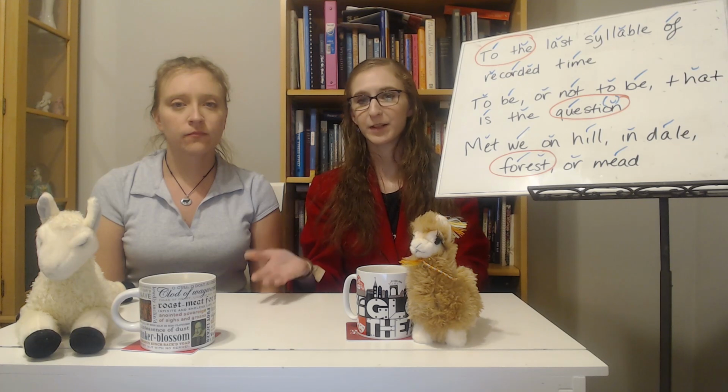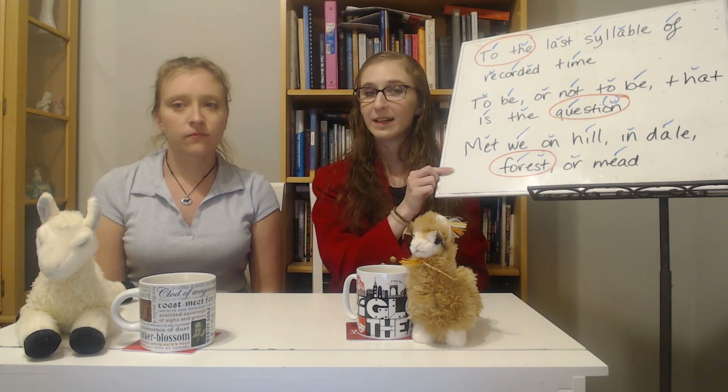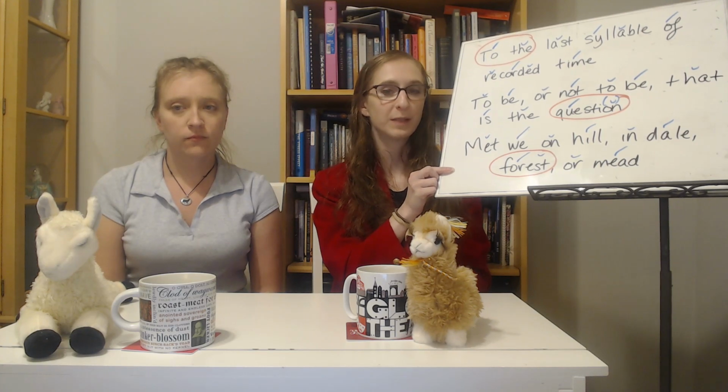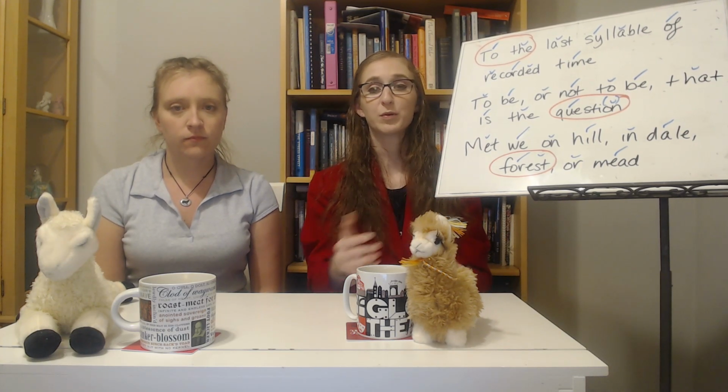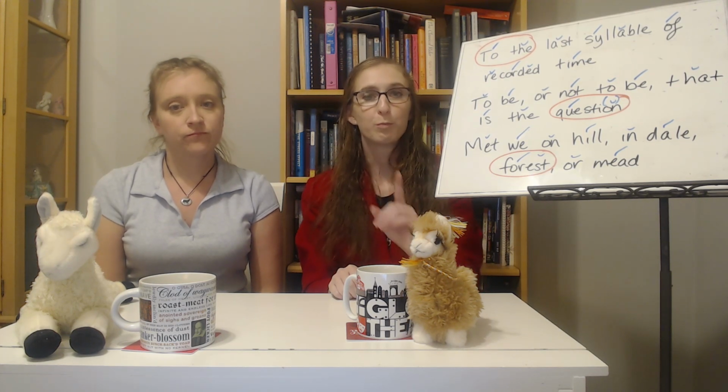Sometimes there are internal disruptions to the line, not at the beginning or the end. Inverted feet and even random extra words can occur anywhere within a line of Shakespearean verse. Titania's line, "Met we on hill, in dale, forest or mead," from A Midsummer Night's Dream, has a random inverted fourth foot, "forest." But is it random?